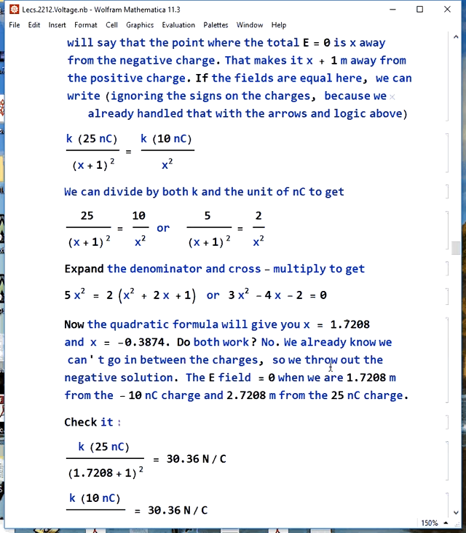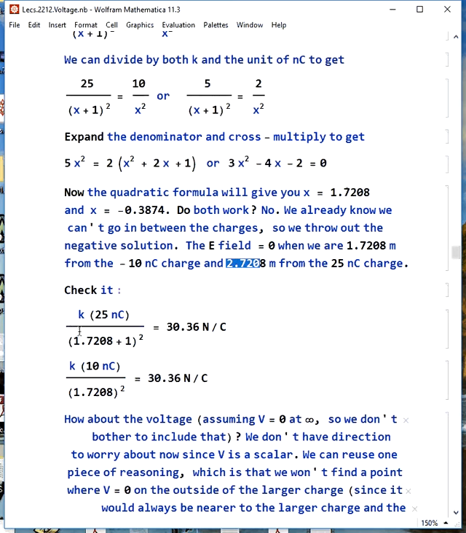The E field will be equal to 0 when we're 1.721 meters away from the negative 10 nanocoulomb charge, and that makes us 2.72 meters from the 25 nanocoulomb charge. Just to be on the safe side, check it. Look at the E field from the 25 nanocoulomb charge and from the 10 nanocoulomb charge. Now, of course, the signs are opposite, right? So we know this would cancel.